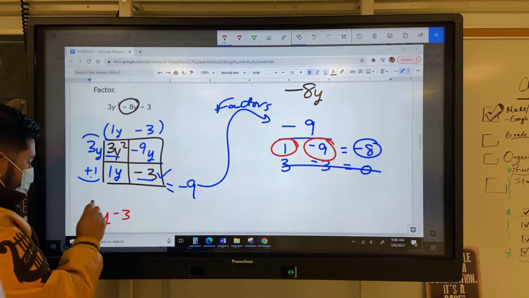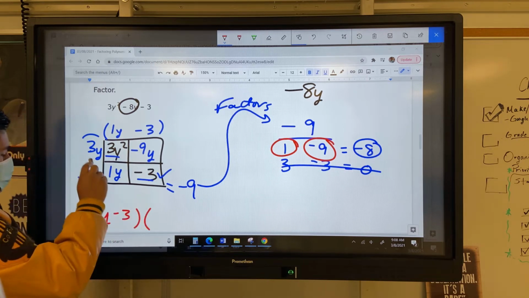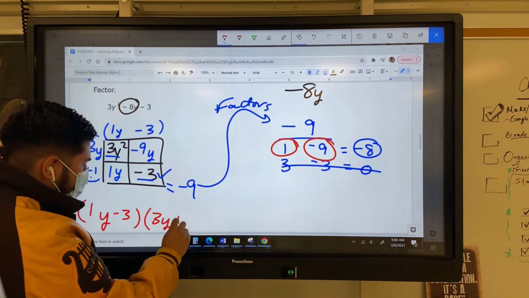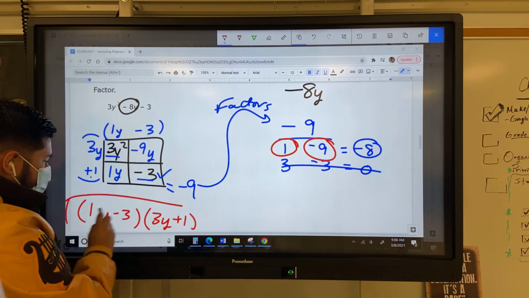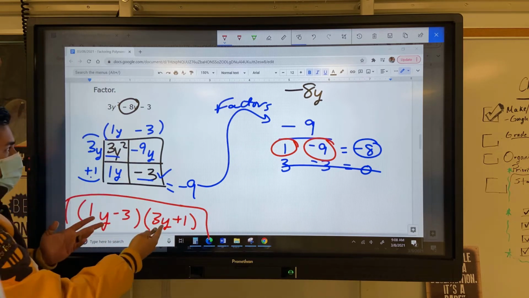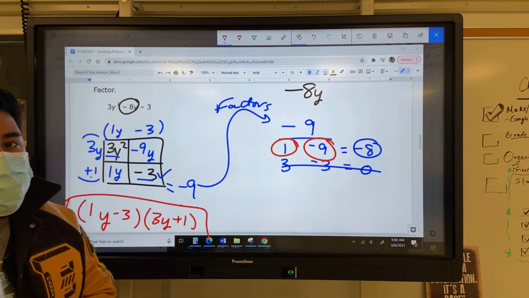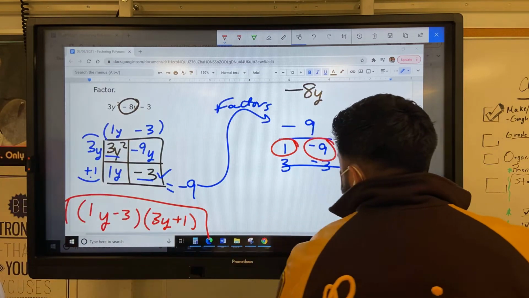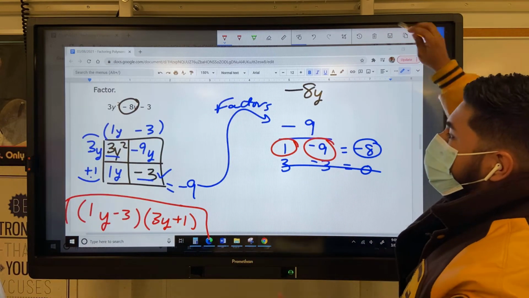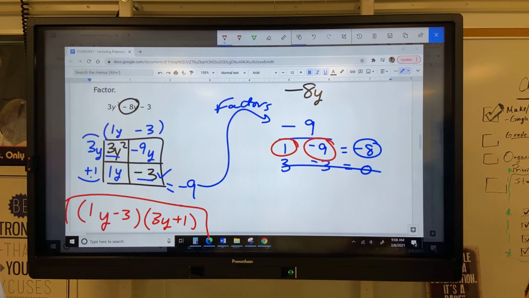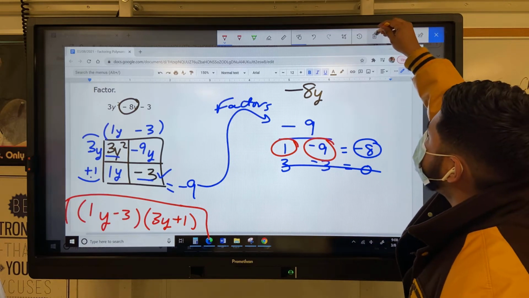1y minus 3 and 3y plus 1. How do I check it? Box method. See if it matches that, which it should. Awesome possum, ladies and gentlemen. Positive, you need to look at it. Let's go.